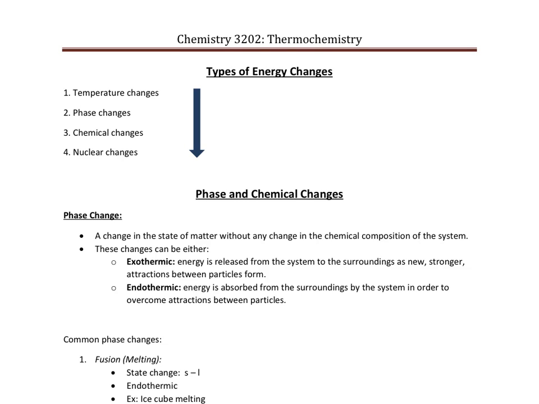In this lesson, you'll be introduced to the 4 different types of energy changes, and we're going to focus particularly on phase and chemical changes. There are 4 different types of energy changes: temperature changes, phase changes, chemical changes, and nuclear changes. These energy changes are arranged in order from the change that involves the least amount of energy, being a temperature change, to the most amount of energy, which is a nuclear change.